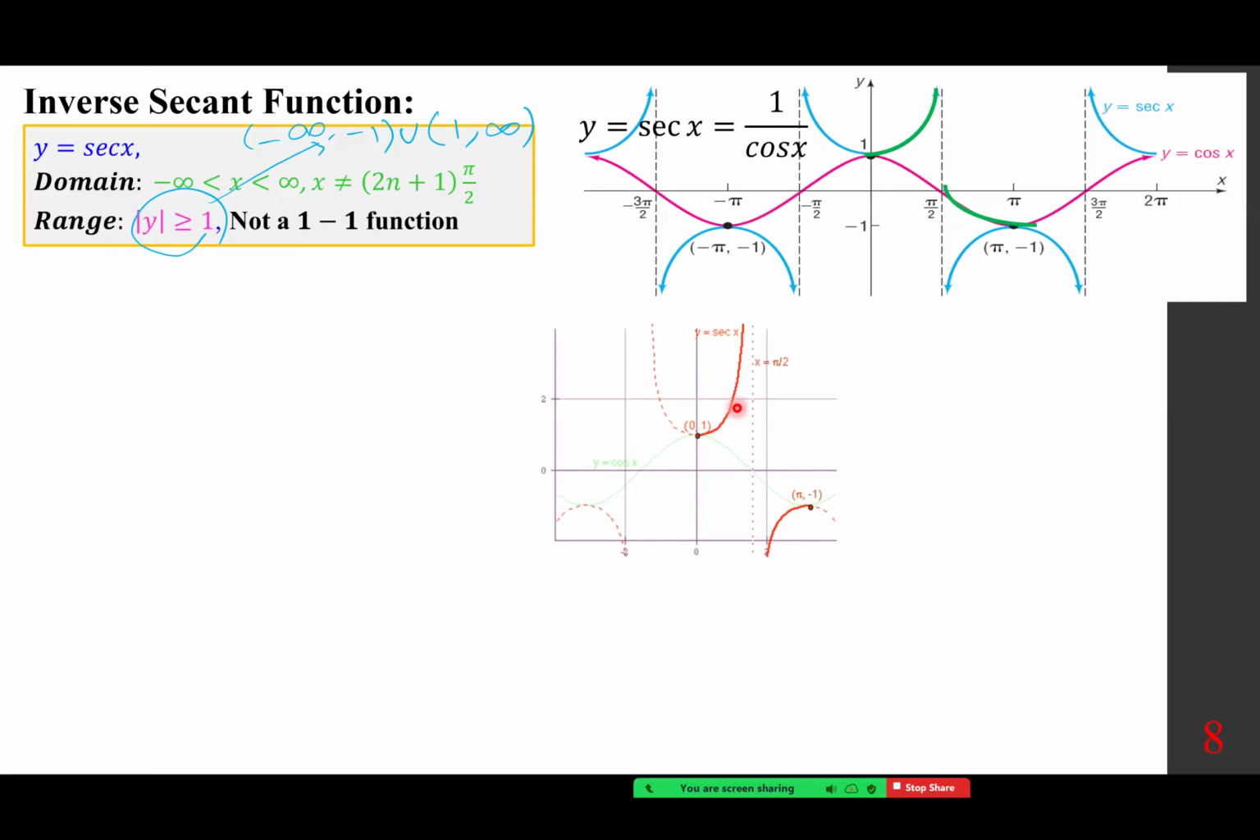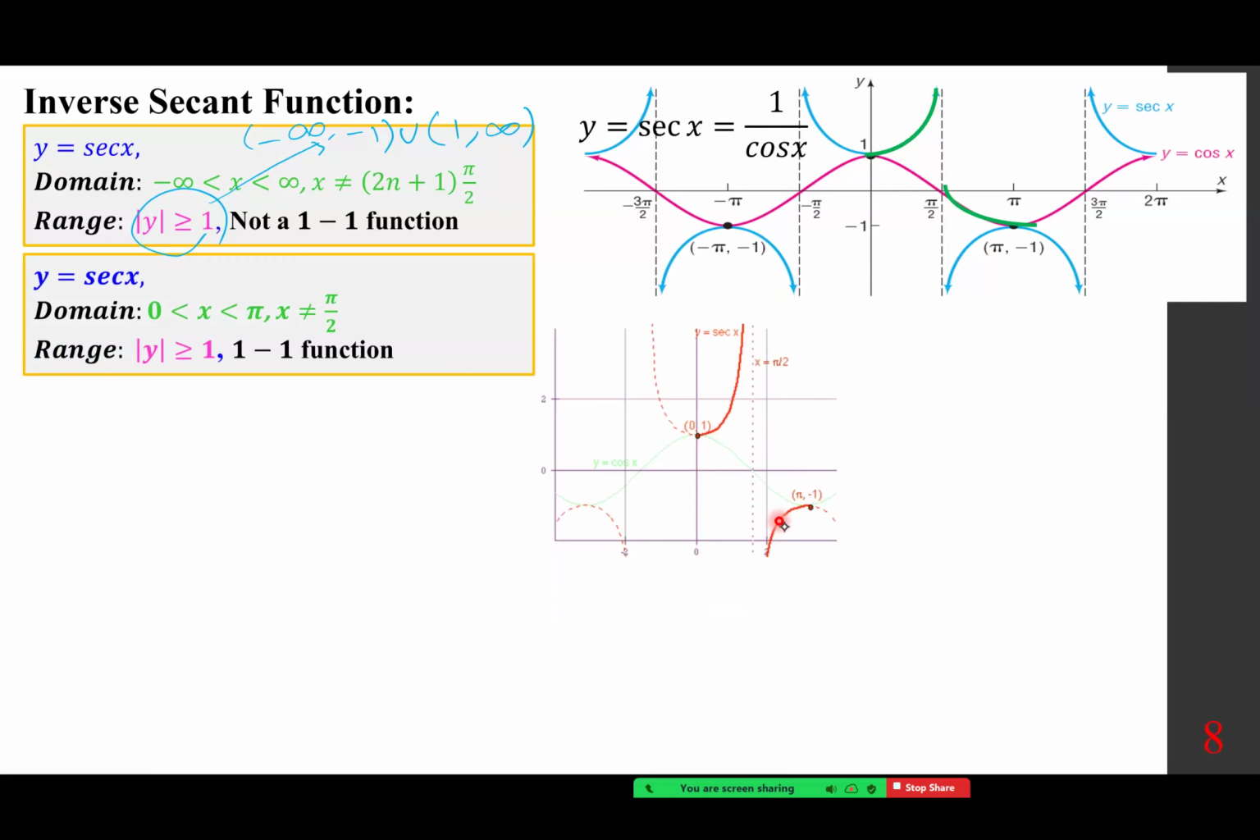So this part and this part. With this restriction, we are going to say domain is from 0 to pi, and x can't be pi over 2 because there's only this one. There are infinitely many, but here there's only one of them. And it's the same range. We are not going to lose anything because we shouldn't. If we do, that's not acceptable. And this is a one-to-one function, everybody.